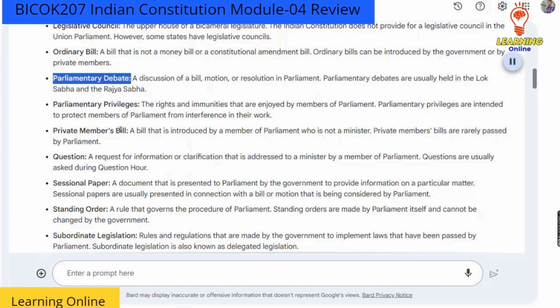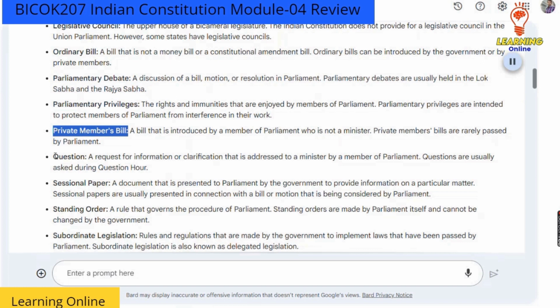Parliamentary debate, a discussion of a bill, motion, or resolution in Parliament. Parliamentary debates are usually held in the Lok Sabha and the Rajya Sabha. Parliamentary privileges, the rights and immunities that are enjoyed by members of Parliament. Parliamentary privileges are intended to protect members of Parliament from interference in their work.